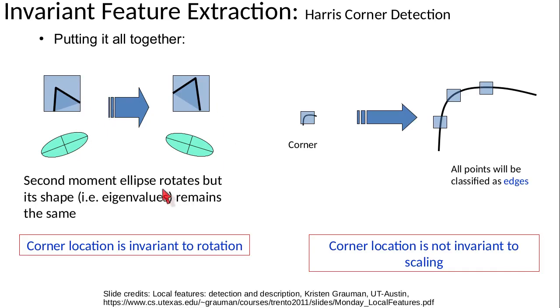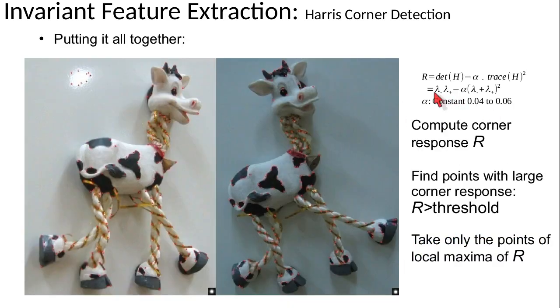The corner response function is invariant to rotation. The reason being, even if you take an input image and rotate it, the gradients might change direction, but the magnitude of the gradient would not change. Therefore, the eigenvalues don't change, and the corner response function depends only on the eigenvalues.